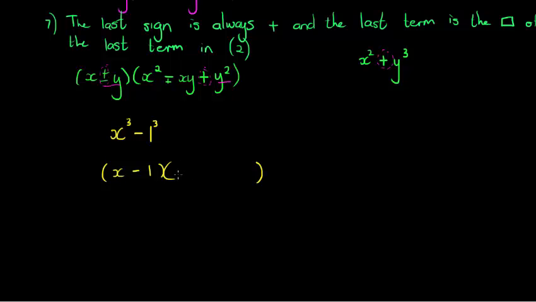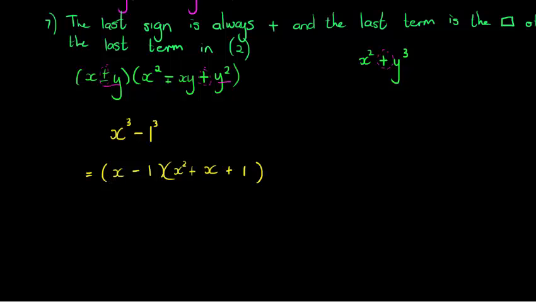The first term we said is this first term squared, so x squared. The next sign is opposite that sign, positive. The middle term is the product of the first term and the last term, which is just 1 times x, which is just x. And the last term will always be positive, and the last term itself is this number squared, 1 squared is just 1. Okay, I think it's very simple.